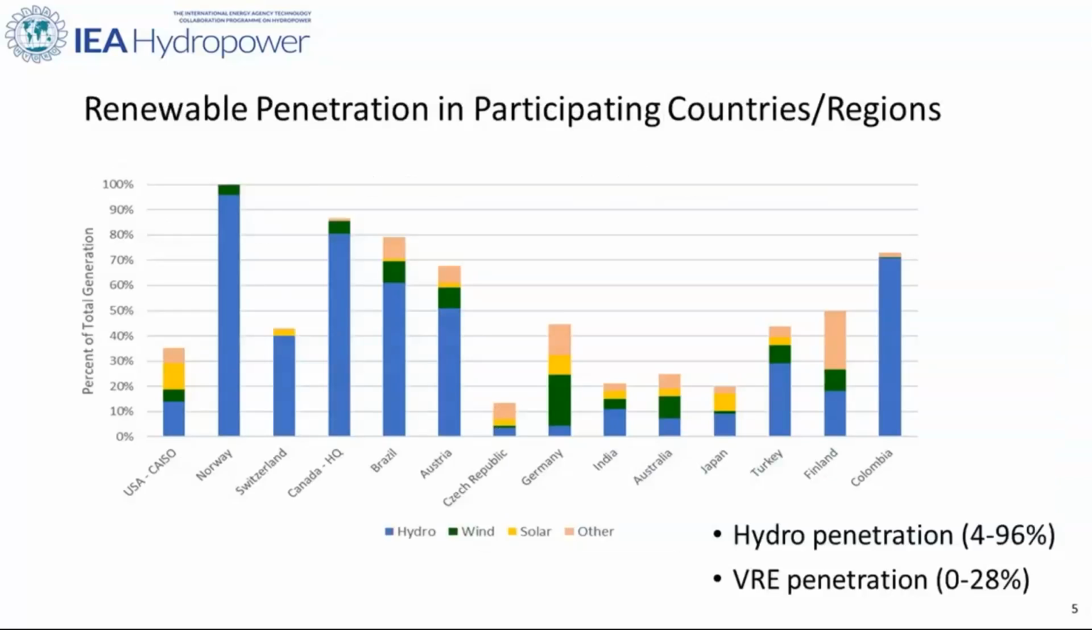how much renewables they have in the system. Some of these countries, like Norway, Canada, and Brazil, have the majority of their generation from hydropower. Others, like Germany, have a small share of hydropower, but a relatively large share of variable renewables, wind and solar.